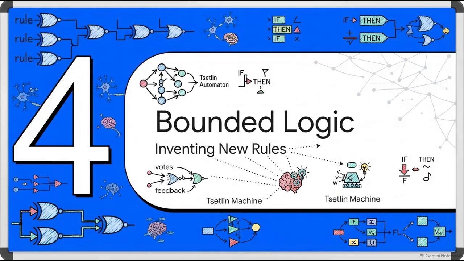Which brings us to Section 4, Bounded Logic and Evolution, Inventing New Rules. We've seen the muscle, right? Now let's explore the brain. How does Prolog actually invent structure?